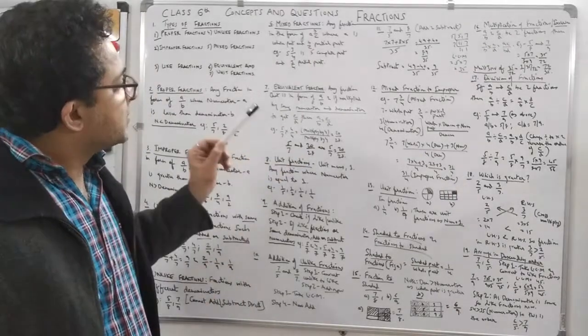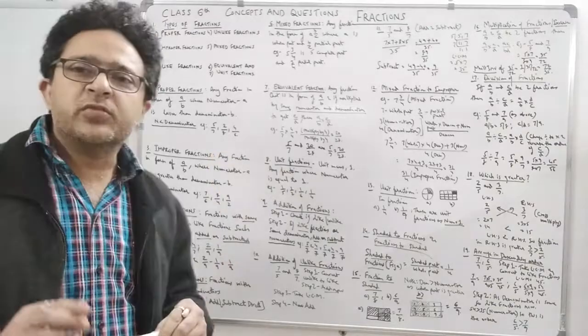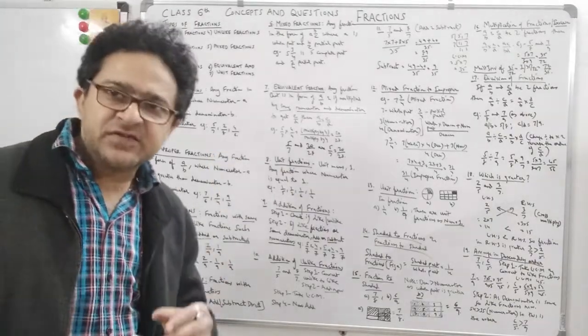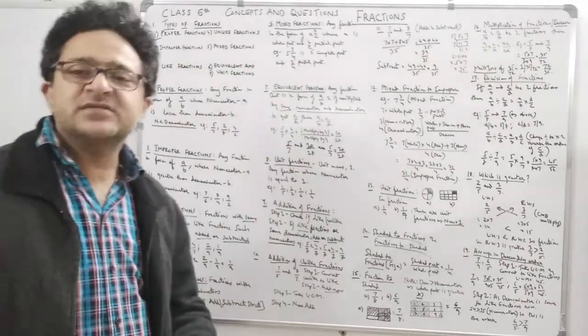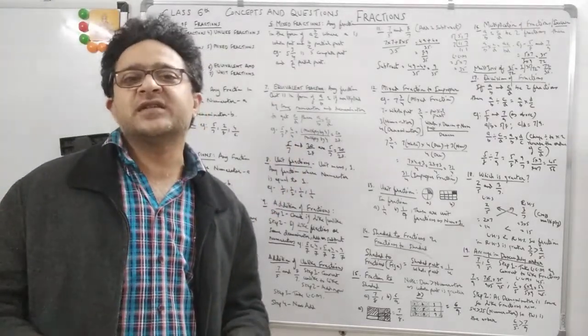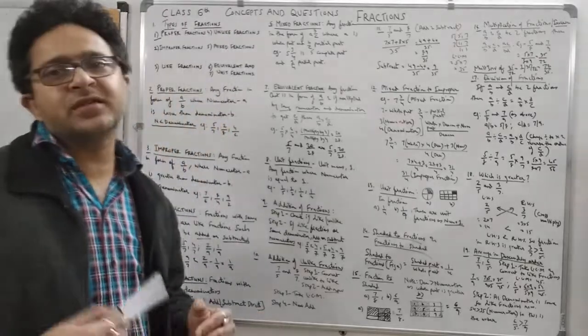Why? Because there is no difference. We are multiplying the numerator and denominator by the same number, so we will get another fraction C by D such that A by B and C by D are the same. Now let's take an example so that things are clear. That is why maths is about concepts and then the questions.